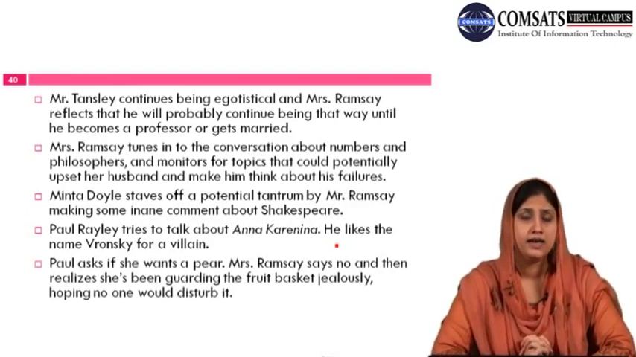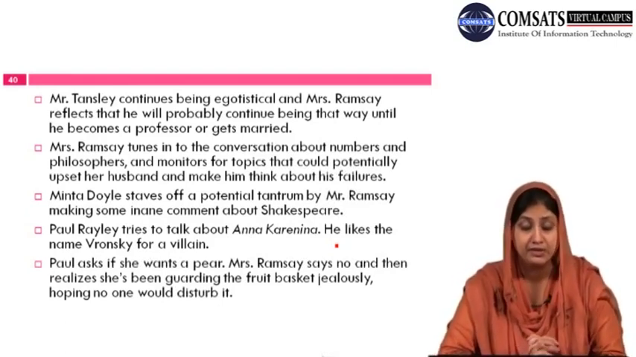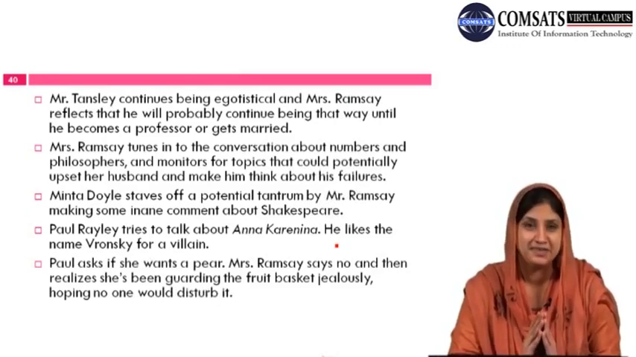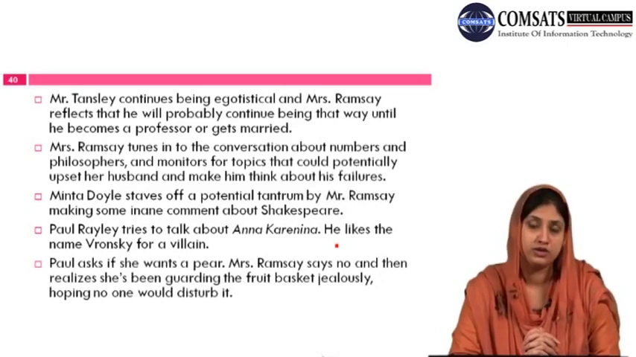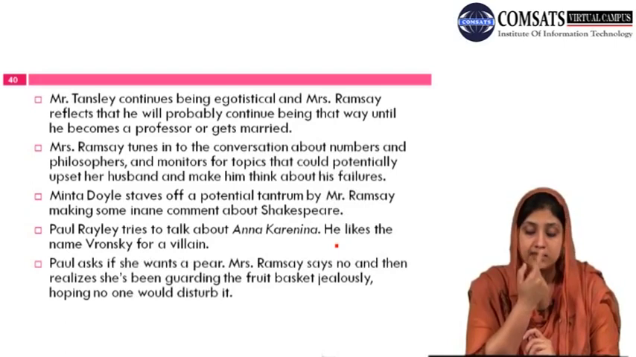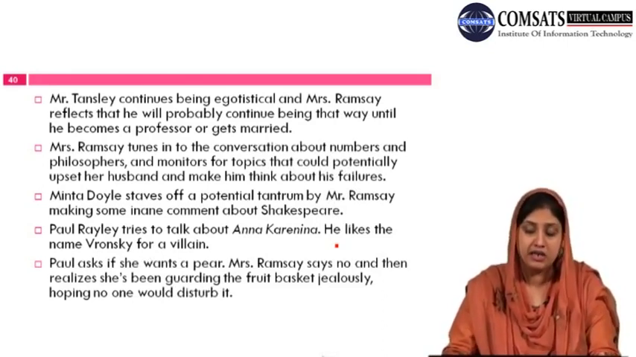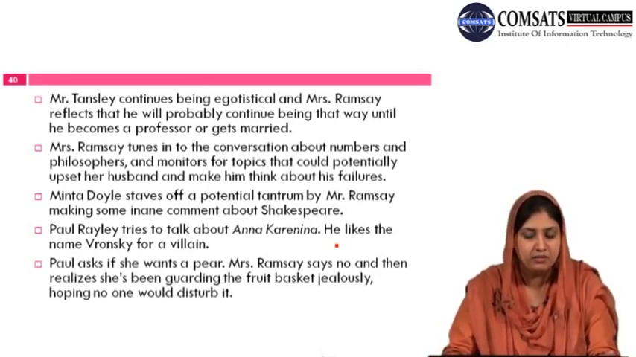Mrs. Ramsey tunes into the conversation about numbers and philosophers, monitoring for topics that could potentially upset her husband and make him think about his failures. This is very interesting, that Minta Doyle staves off a potential tantrum by Mr. Ramsey, making some insane comment about Shakespeare. Paul Rayley tries to talk about Anna Karenina. He likes the name Vronsky for a villain. Paul asks if she wants a pear. Mrs. Ramsey says no, and then realizes she's been guarding the fruit basket jealously, hoping no one would disturb it.